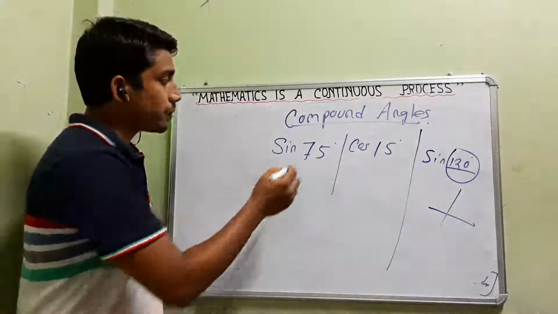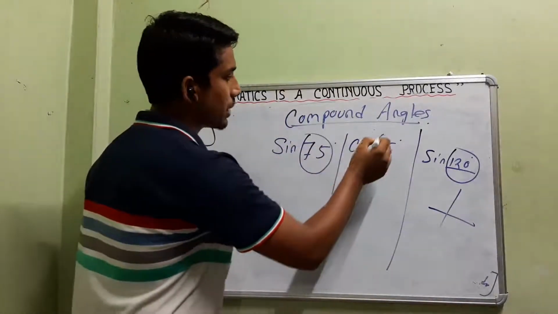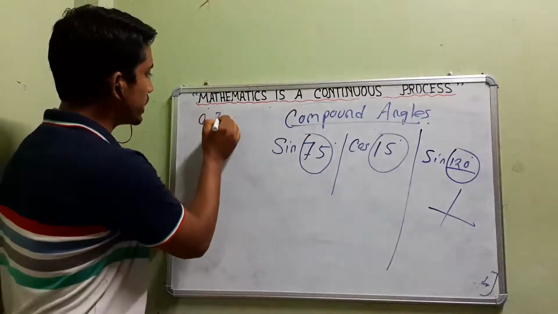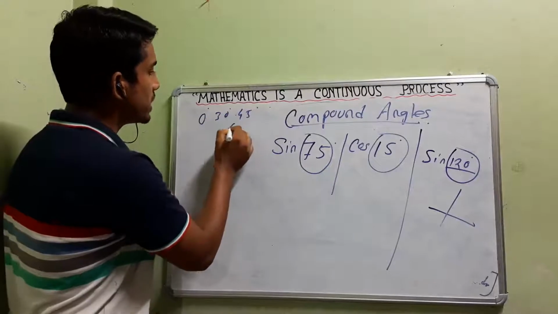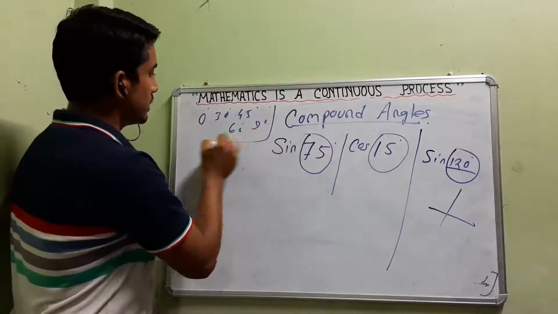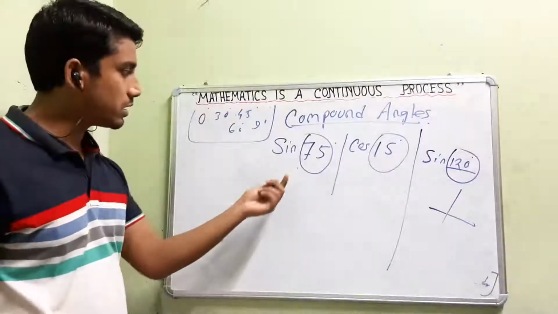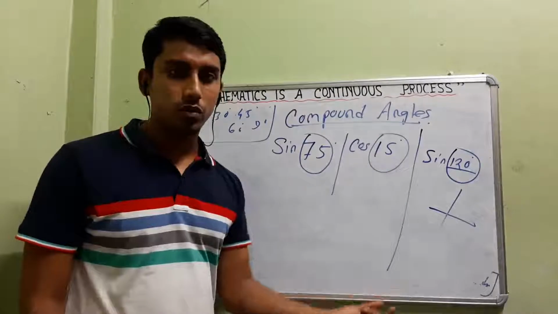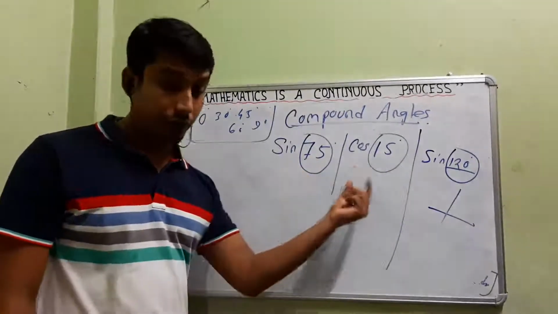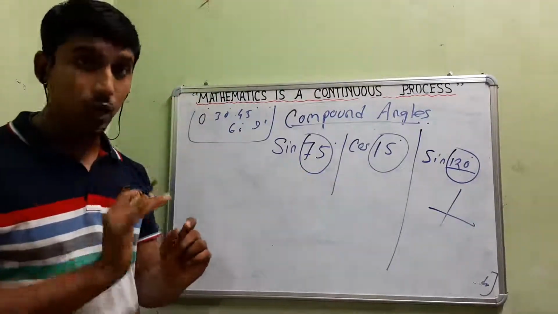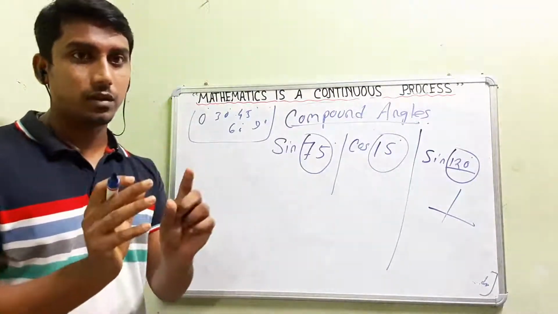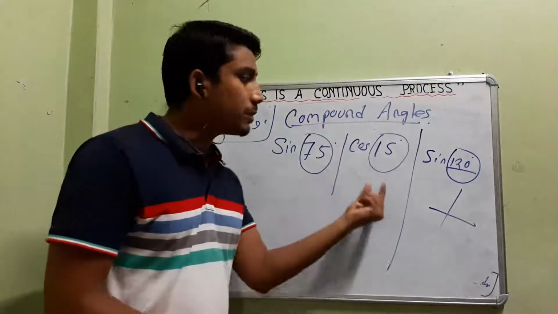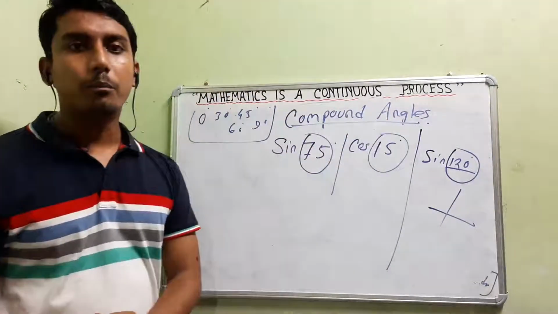But if specific acute angles are there, suppose 75 degree, 15 degree, which are not in our list, that means 0 degree, 30 degree, 45 degree, 60 degree, 90 degree, sometimes we still need to calculate sine 75 or cos 15. I am not talking about all the acute angles, only some specific angles. Here we will take it step by step. That kind of angle can be found using the concept of compound angles.